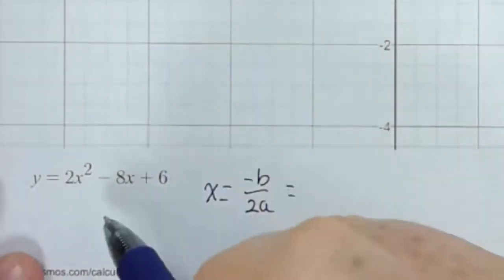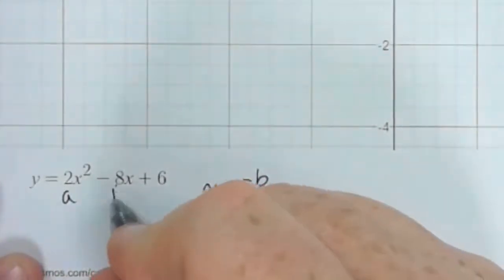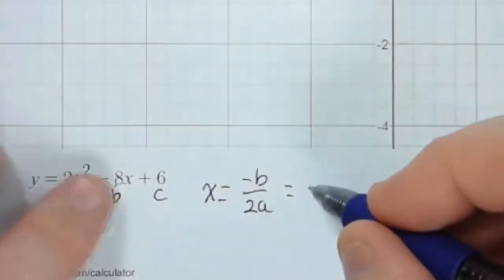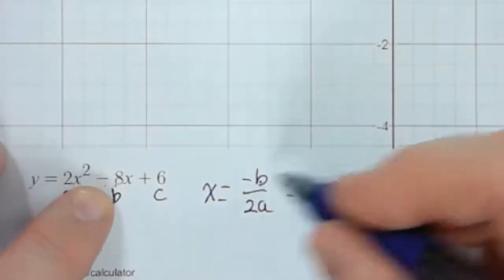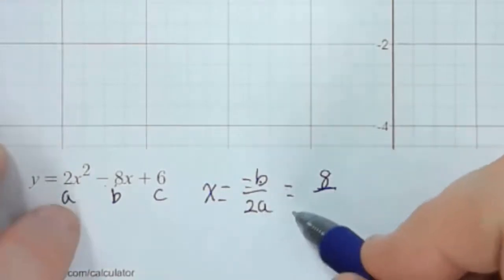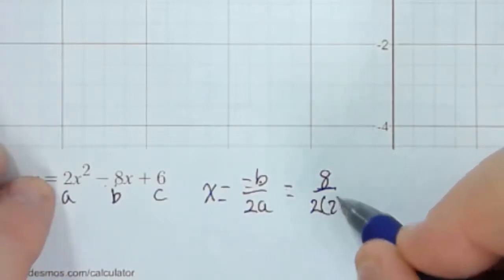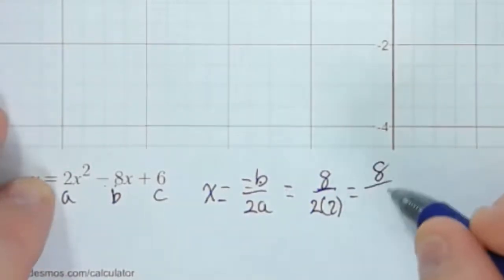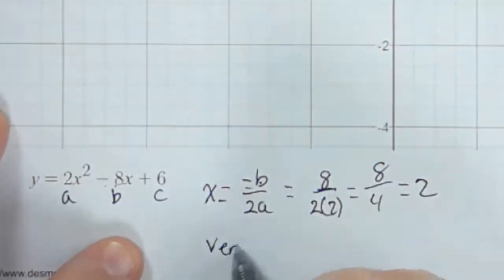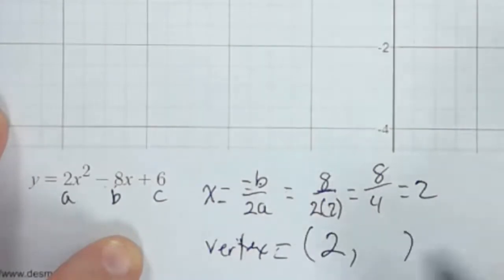So in our problem here we have an a value, which is this one, a b value, which is the -8, and the c value, which is 6. So we have a -8, so the opposite of -8 is +8. That's what -b means, or opposite of b. A value, we have a times 2. A value is also a 2, so 2 times 2. And that ends up giving me 8 over 4, which is 2. So our vertex is located at 2, something.